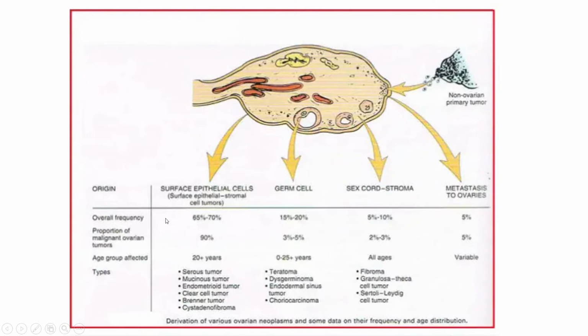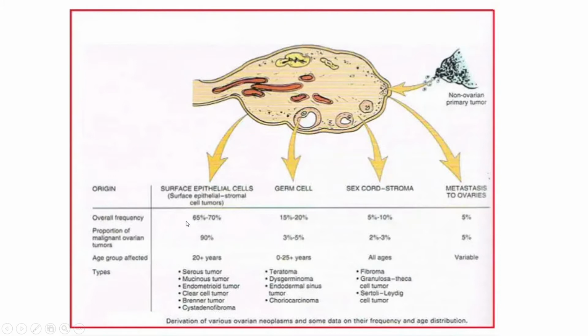I would like to explain the classification of ovarian tumors by origin. The overall frequency is 65 to 70% in the surface epithelial cells, 15 to 20% in the germ cells, 5 to 10% in the sex cord stroma, and metastasis to the ovaries has an overall frequency of 5%. The proportion of malignant ovarian tumors in the surface epithelial cells is 90%, in the germ cells 3 to 5%, in the sex cord stroma 2 to 3%, and in metastasis to the ovary 5%.